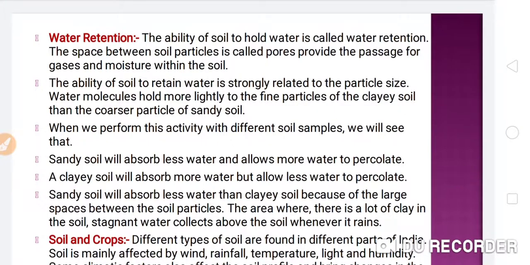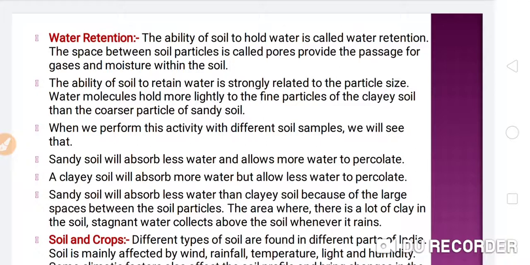Now water retention. The ability of the soil to hold water is called water retention. The space between the soil particles is called pores, which provide the passage for gases and moisture within the soil. The ability of soil to retain water is strongly related to the particle size.